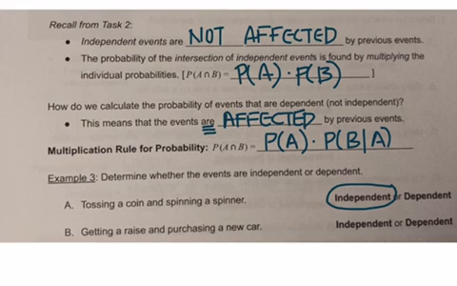How about getting a raise and purchasing a new car? If I get a raise, does that change the probability that I'm going to purchase a new car? Yeah. If I have more money, I'm probably more likely to purchase a car. So they're dependent events. They depend on each other.